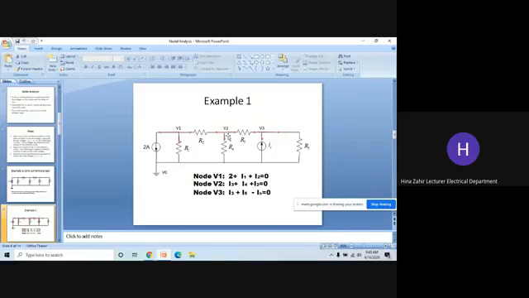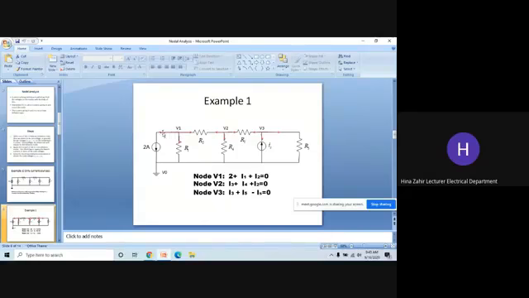Now what we will do is, we took V1 and we assumed that all the currents are leaving. So let's write the KCL equation at node V1. What is the KCL equation? Sum of all the currents at a node is equal to 0. Now we have assumed that all the currents are leaving the node.